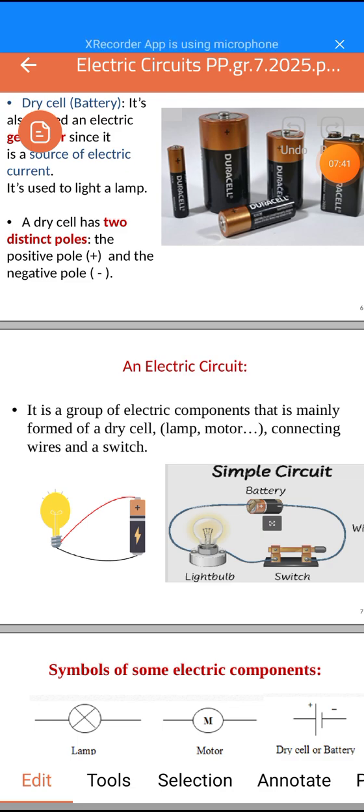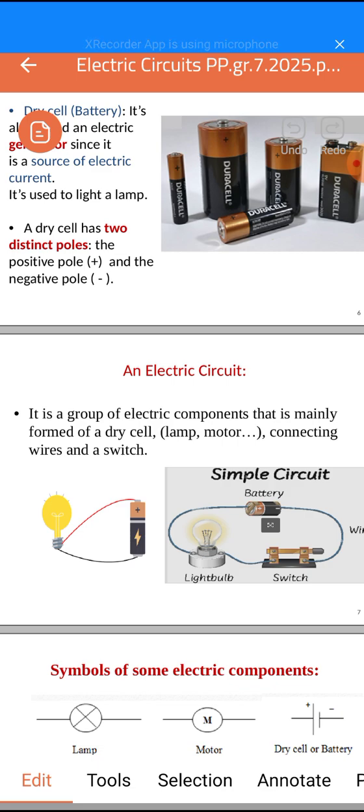So to light a lamp, it needs a source of electric current. This source could be the dry cell. Dry cell has many meanings. We can call it also a battery. So battery means dry cell, the same meaning. And we call it also a generator because it's the source of electric current. And each dry cell has two distinct poles. One of them is positive and the other is negative. And when we want to connect the dry cell, we should connect it from its poles.